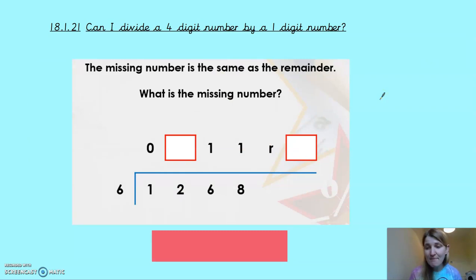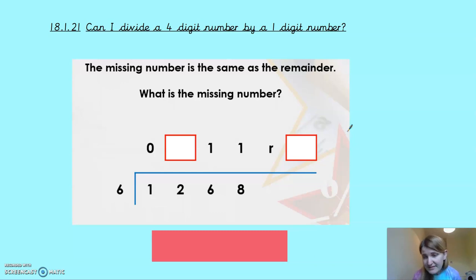Right, we've got a missing number problem here now, troops. So the missing number is the same as the remainder. What is the missing number? You can see we've got part of the answer missing here and we've got the remainder missing here. How might you work that out? Can you pause me and have a go and then we'll look together?